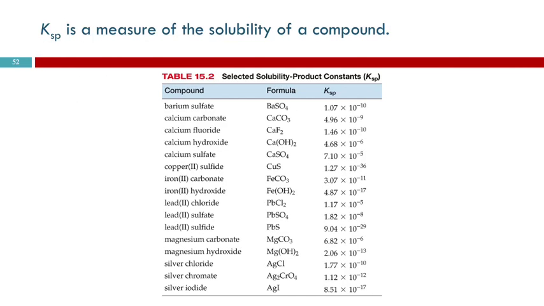KSP values are measured, and you can look them up. Here's a table from your textbook, and we see that a lot of these are pretty small. Copper sulfide, 10 to the minus 36. So in the solubility rules, that's listed as insoluble. In truth, nothing is completely insoluble. Because if one formula unit separates into ions, then something has dissolved, and you could calculate a KSP for it.